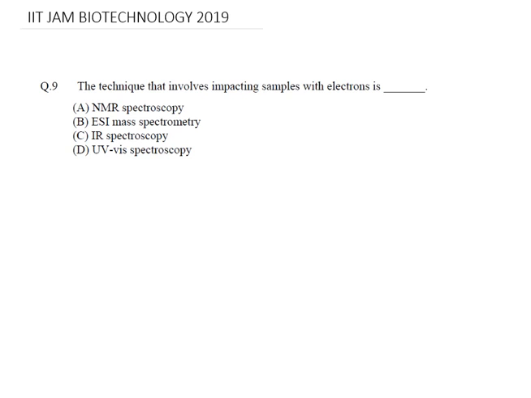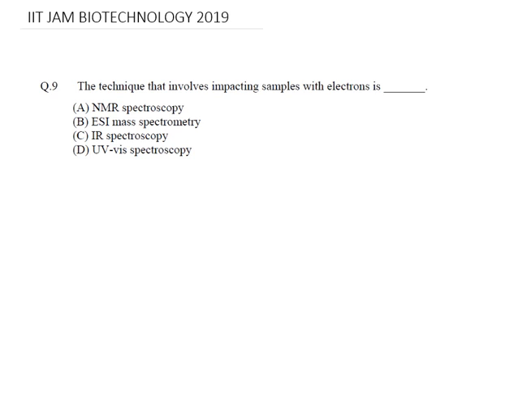Hello, today we are going to solve one question from IIT JAM Biotechnology 2019. As we know, the Joint Entrance Examination for master's degree is a very important examination in India for those students who want to join IITs to pursue their master's degree courses.